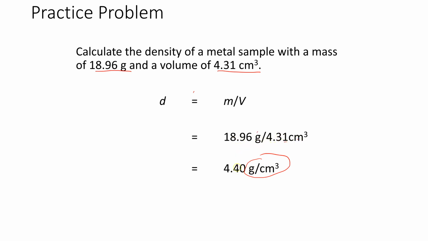8.96 divided by 4.31 gives about 2.08. So that's the density of this object, and that's how we do density calculations.